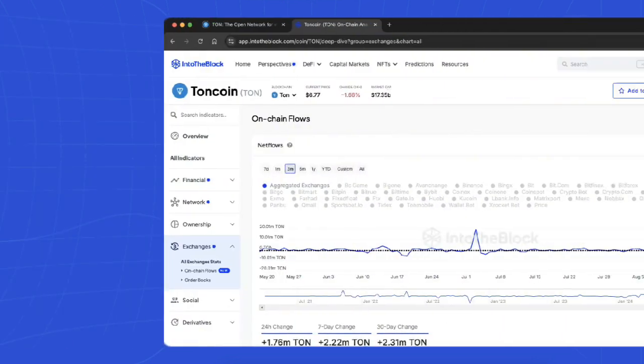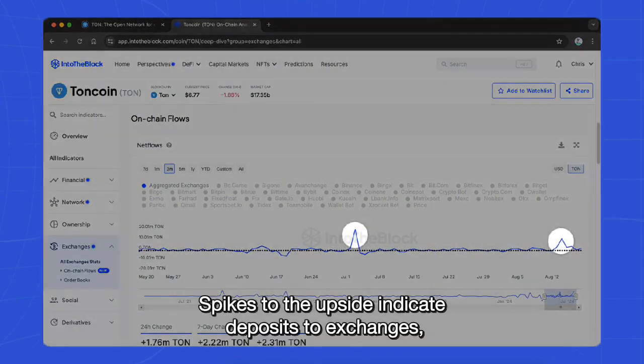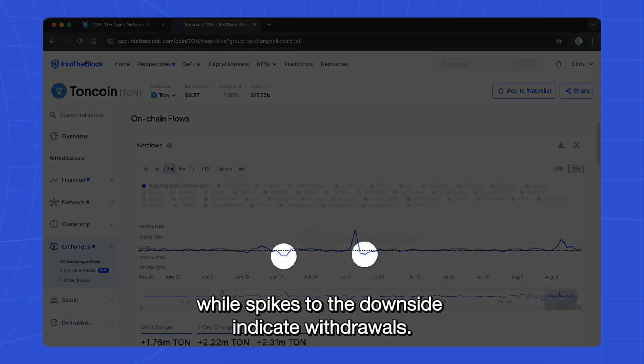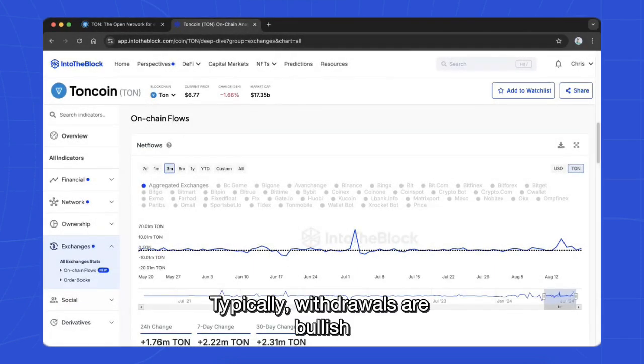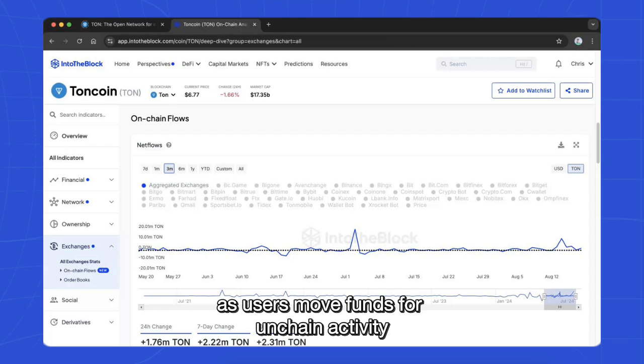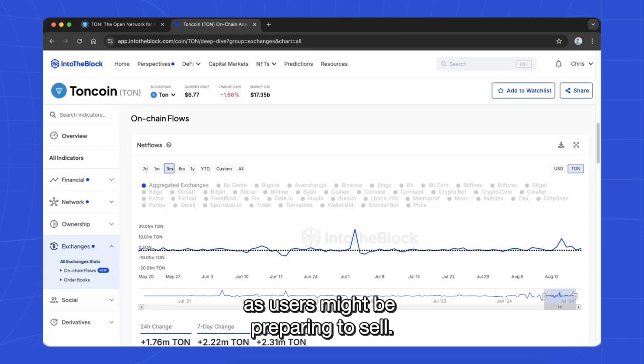Interesting. Another useful indicator is the exchange net flow. Spikes to the upside indicate deposits to exchanges, while spikes to the downside indicate withdrawals. Typically, withdrawals are bullish, as users move funds for on-chain activity or cold storage, while deposits can be bearish, as users might be preparing to sell.